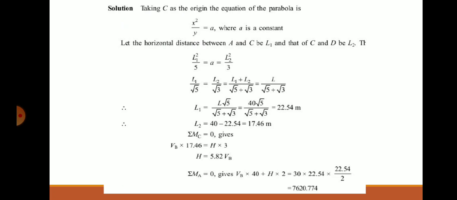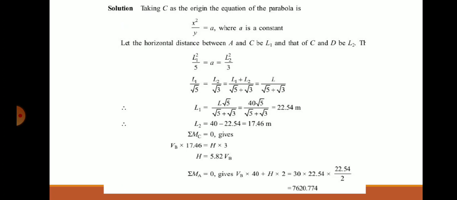Solving the two equations, you end up with a relation where L1 plus L2 is equal to L, and L is 40. So, L1 is 22.54 meters, and 40 minus 22.54 gives L2 as 17.46 meters. Directly they will be giving just the span, so L1 and L2 you have to find out based on the proportion of the height. In a parabolic curve, x square by y is constant, so using that relation you can find L1 and L2.